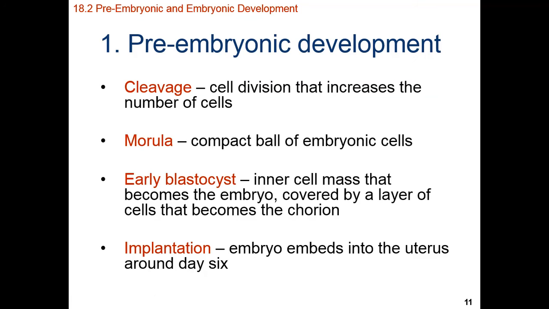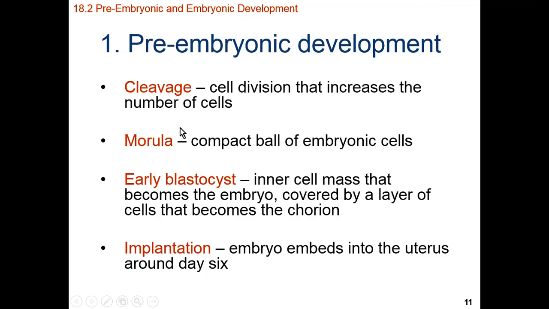During that pre-embryonic stage, we have cleavage. So the zygote will start to divide and will form a compact ball of smaller embryonic cells known as the morula. At this stage, there is no differentiation or specialization. And if that morula splits, you can have identical twins form. After the morula, the cells start to specialize and we have an early blastocyst. And this blastocyst is going to be essentially a hollow ball of cells.